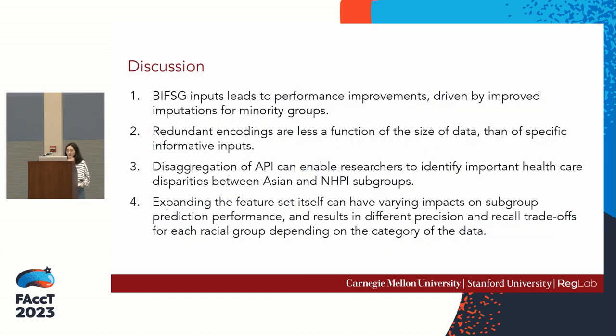So in summary, we find that BIFSG inputs lead to performance improvements driven by improved imputation for minority groups. Redundant encodings are less a function of the size of the data than of specific informative inputs. Okay, thank you.